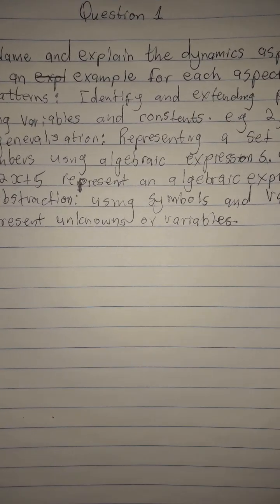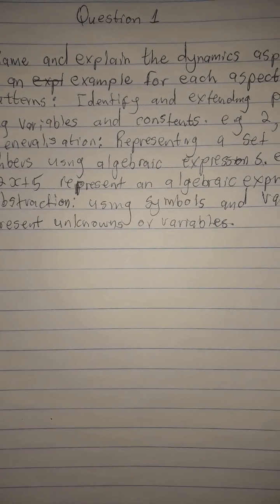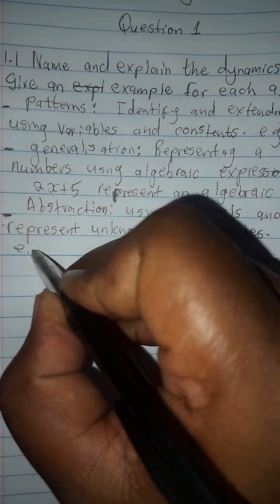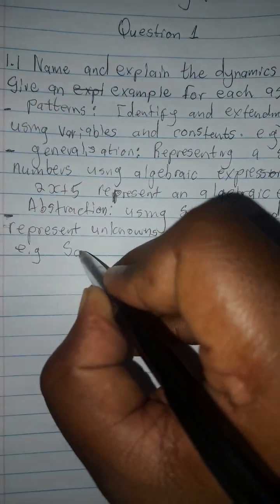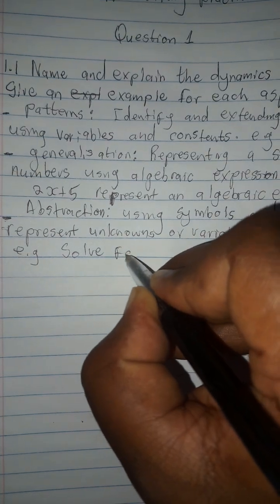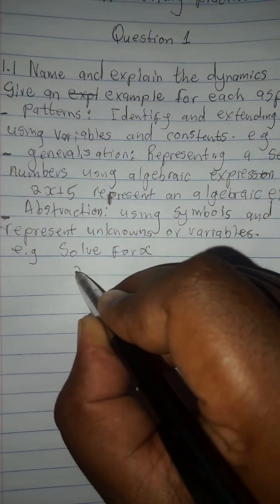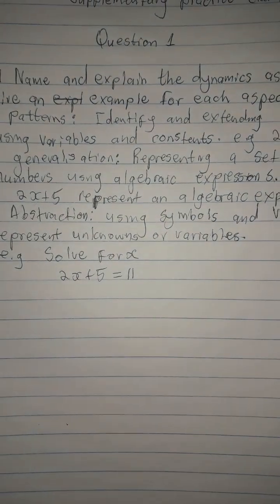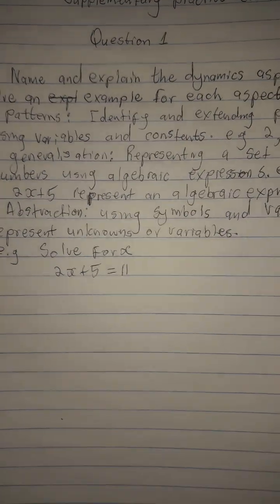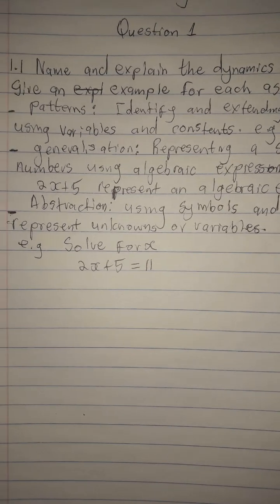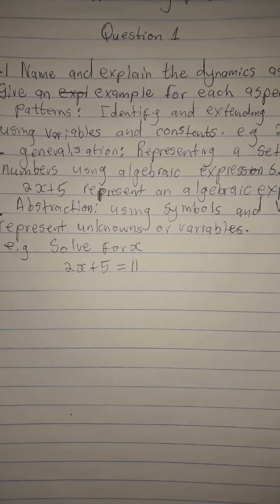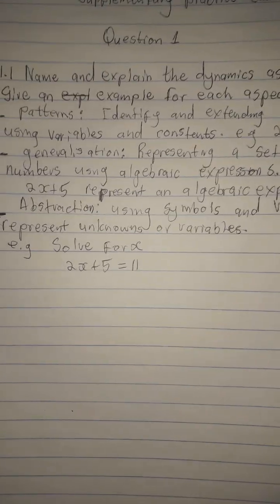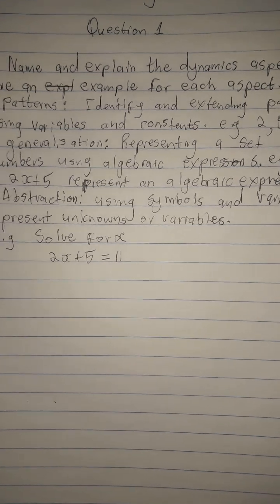So that's abstraction. Which example can we think of? We can think of a linear equation, for example. Let's say solve for x: 2x plus 5 equals 11. So this is an equation. Under abstraction, we have now explained 3 things under naming and explaining the dynamic aspects of algebra, and we have given an example of each aspect.